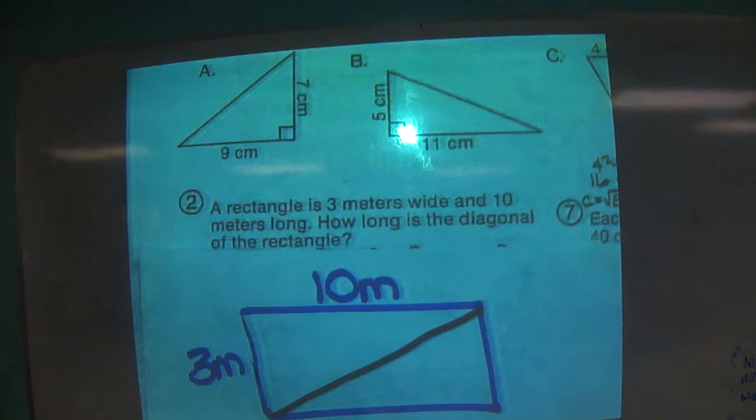Have you ever seen those giant screens? Okay, 3 meters wide is about 10 feet tall, and 10 meters long. So we're talking about a movie theater type screen here, right? And how television screens are measured is by the diagonal.